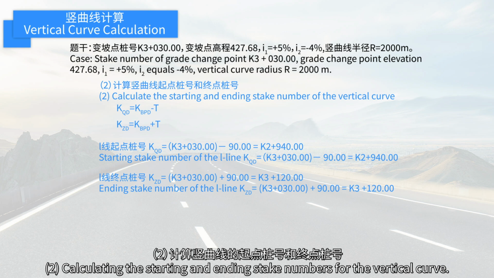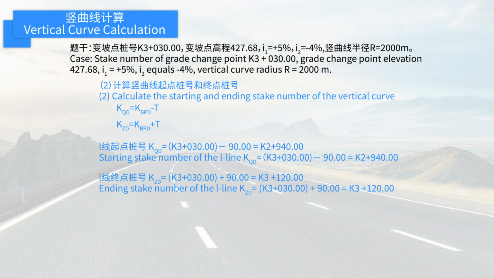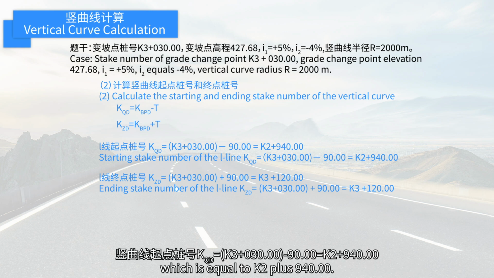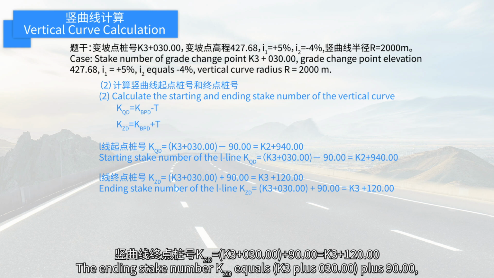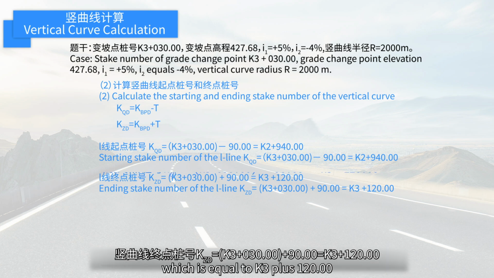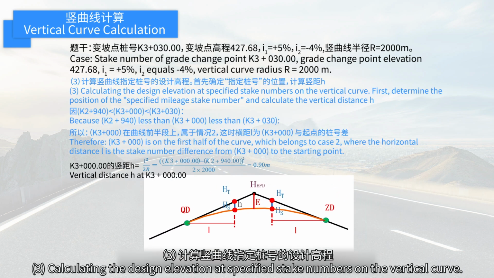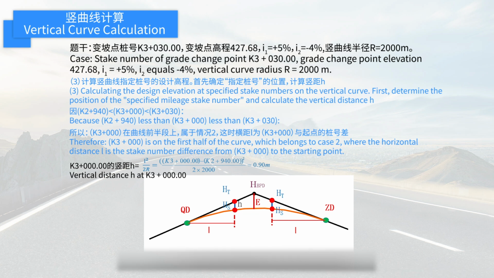2. Calculating the starting and ending stake numbers for the vertical curve. Using the vertical curve calculation formula, the process is as follows. The starting stake number, KQD, equals K3+030.00 minus 90.00, which is equal to K2+940.00. The ending stake number, KZD, equals K3+030.00 plus 90.00, which is equal to K3+120.00.